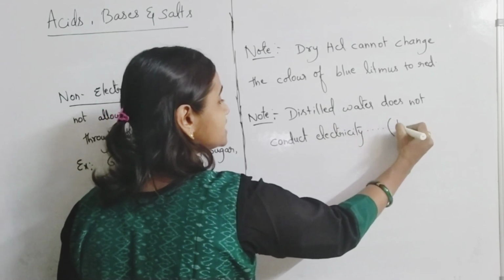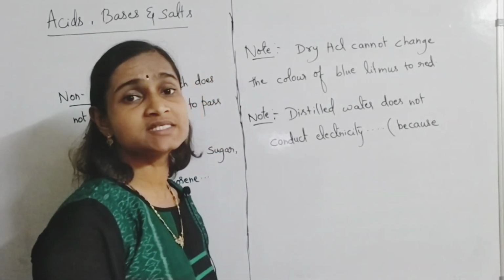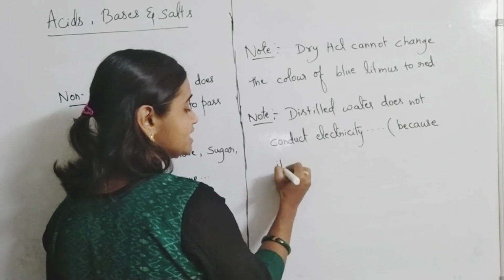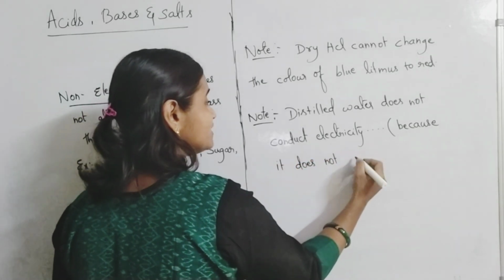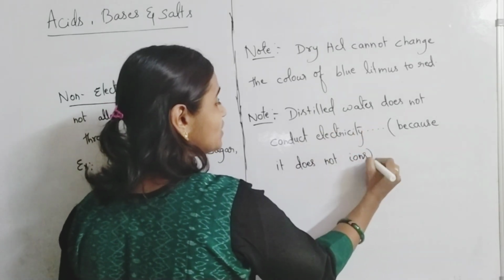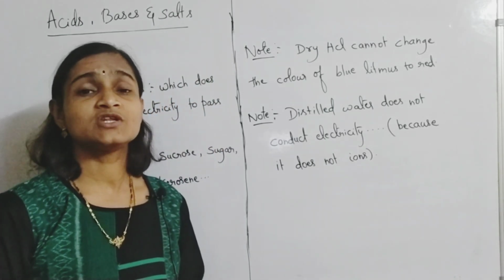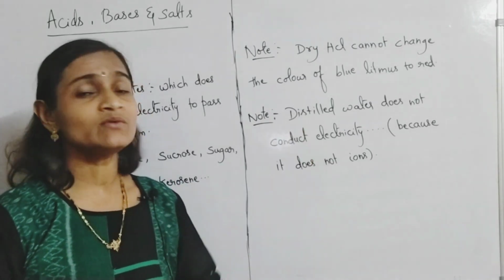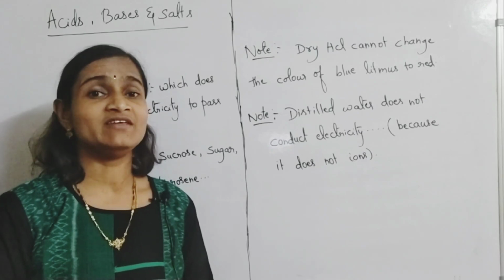Because it does not have ions, H plus and OH minus ions cannot be produced in distilled water. That's why distilled water cannot conduct electricity. If ions are there, ions will move from one place to another place, which results in current conduction. But whereas distilled water does not have any ions, rainwater can conduct very well.